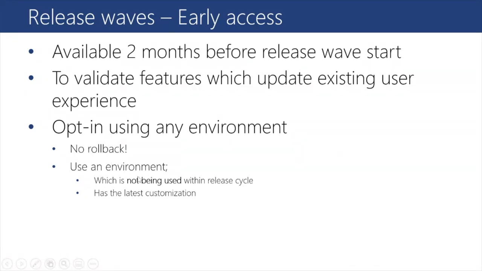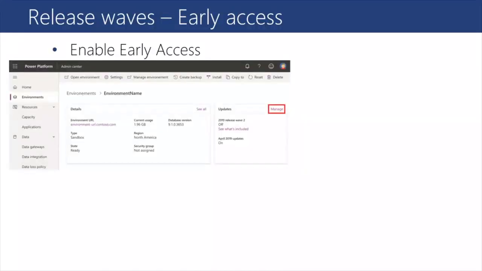We also recommend using a separate instance, which is not within your release cycle. It should also have your latest customization, so you can have efficient testing in place. And by the way, you can have this kind of instance by creating a new instance and performing a minimal copy of your production. Then you can enable early access on this particular instance.